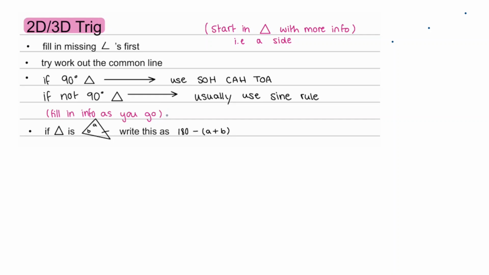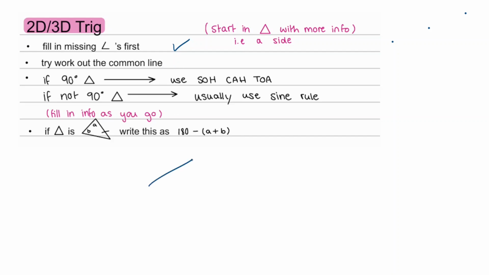And so in this video, I'm going to give you a really nice, succinct way to approach all 2D and 3D trig questions. The first thing that you want to do is just fill in all the missing angles. So before you look at what they're even asking you, just go around the shapes that you've got and fill in all the missing angles that you possibly can. Then try and work out the common line.